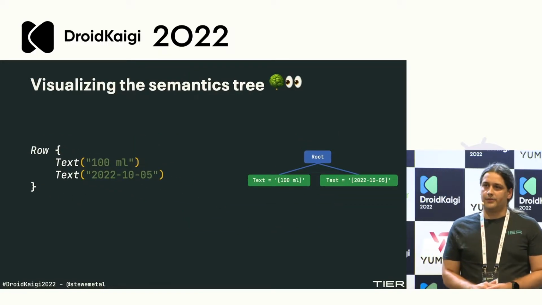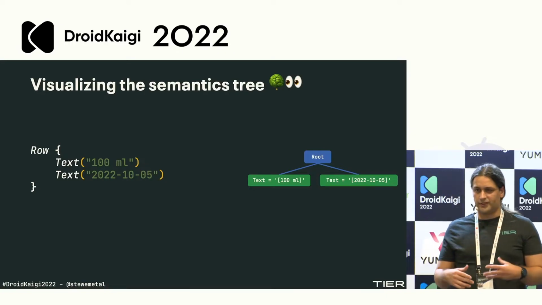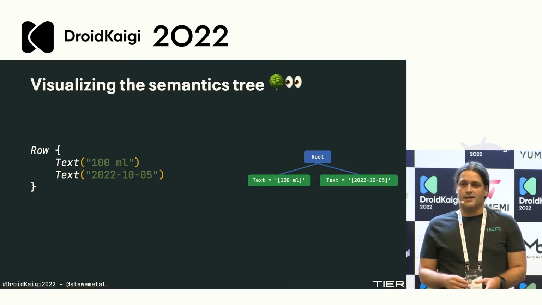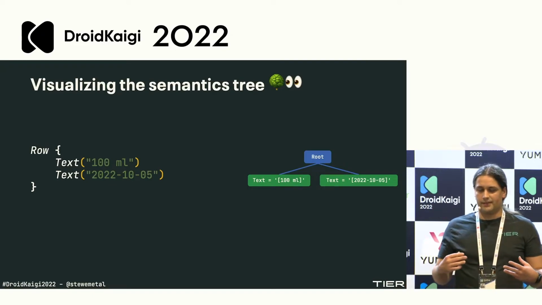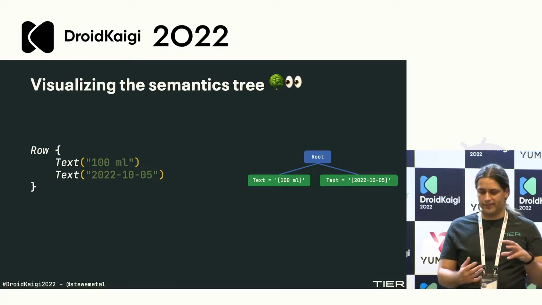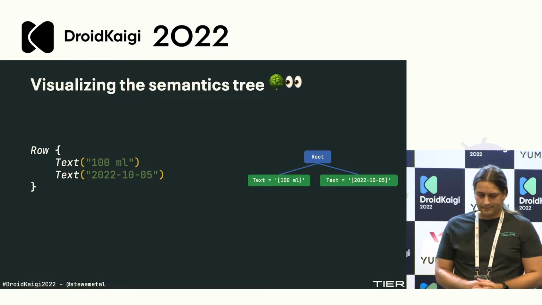Okay then. So now we know that something is happening in the background. Not just the UI building, but there is a semantics tree that is building in the background. So how can we visualize the proper semantics tree when we have very deeply nested composables that we want to test?